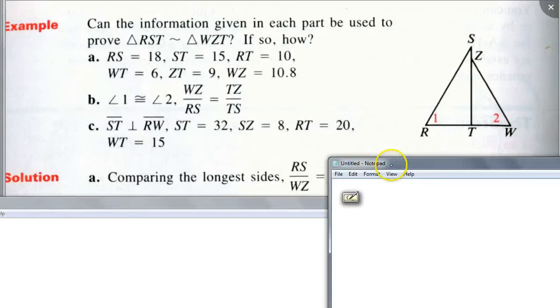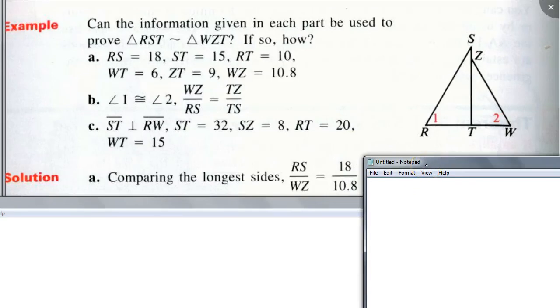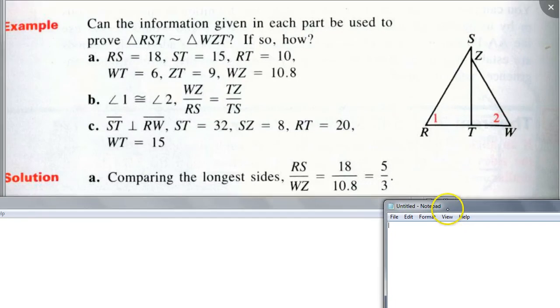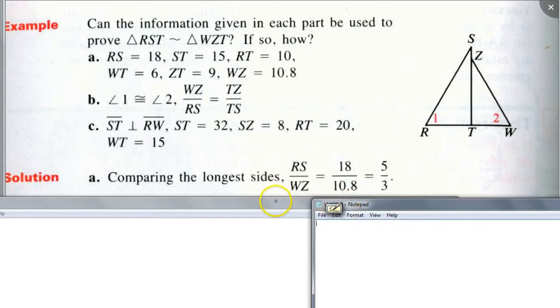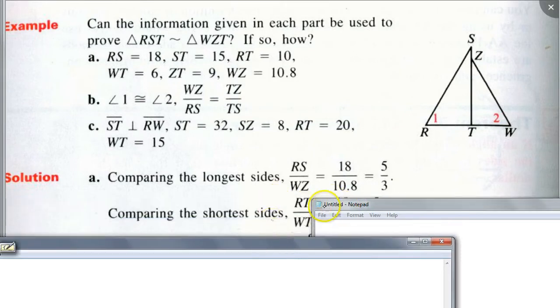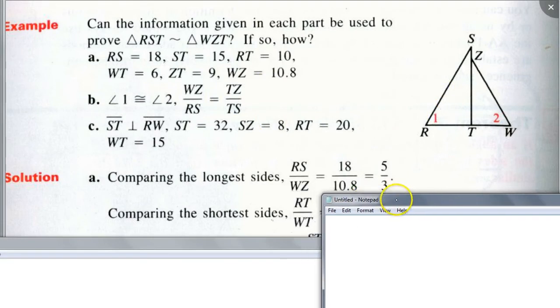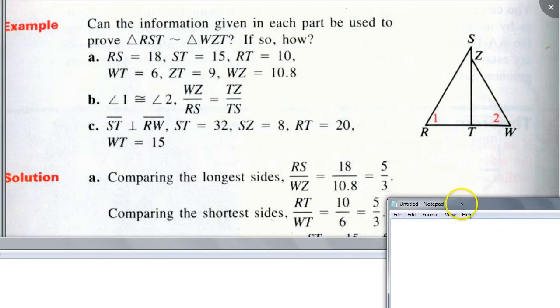RS over WZ is 18 over 10.8, which is what? 5/3, right? Isn't it 5/3? Okay, let's compare then the shorter sides, which is RT over what again? RT over WT, which is what? 10 over 6, which is again 5/3?